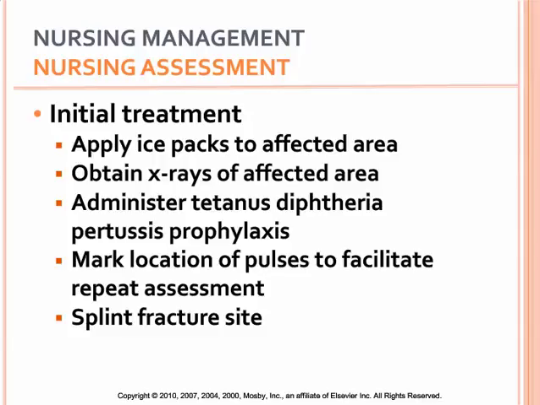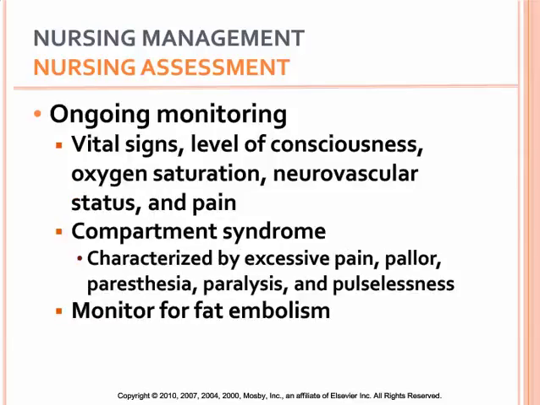Mark the location of pulses so that in repeat assessment it's easy to find them, and splint the fracture site. For ongoing monitoring, you're going to monitor vital signs, level of consciousness, oxygen saturation, neurovascular status, and pain. You're going to watch for compartment syndrome, which would be characterized by excessive pain, pallor, paresthesia, paralysis, and pulselessness. And you're going to monitor for fat embolism.